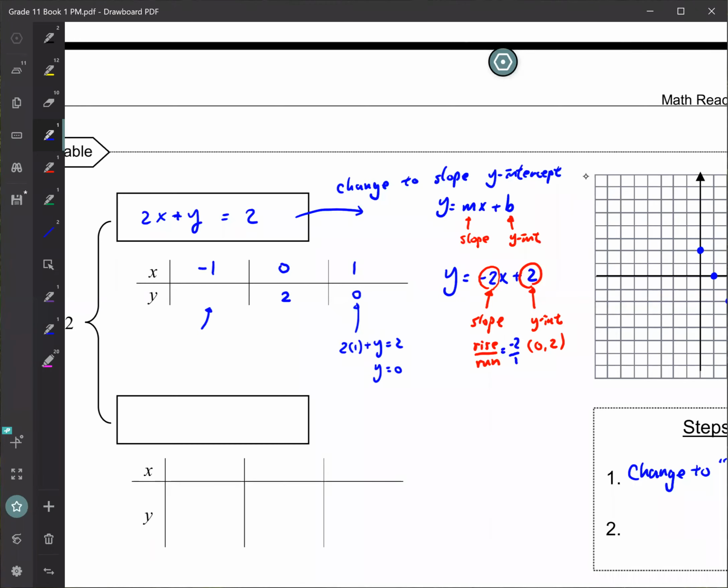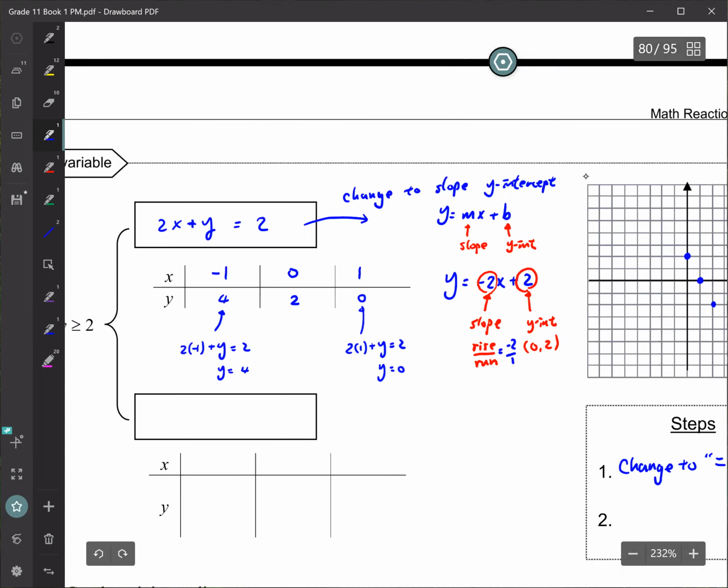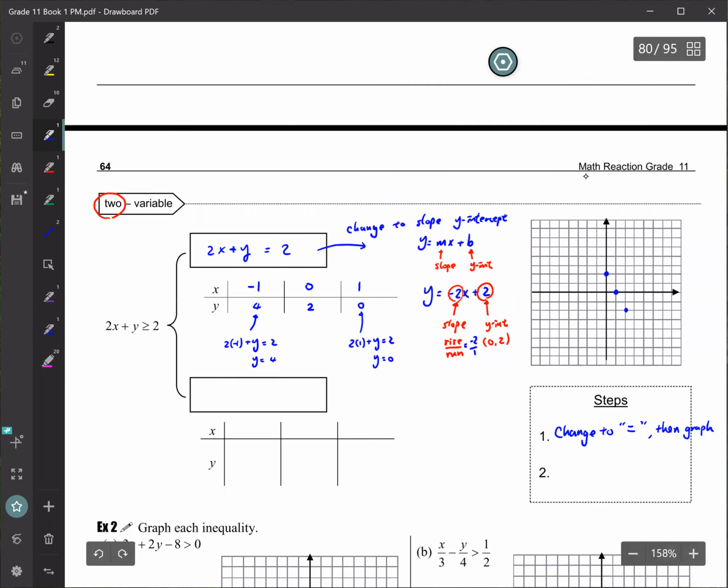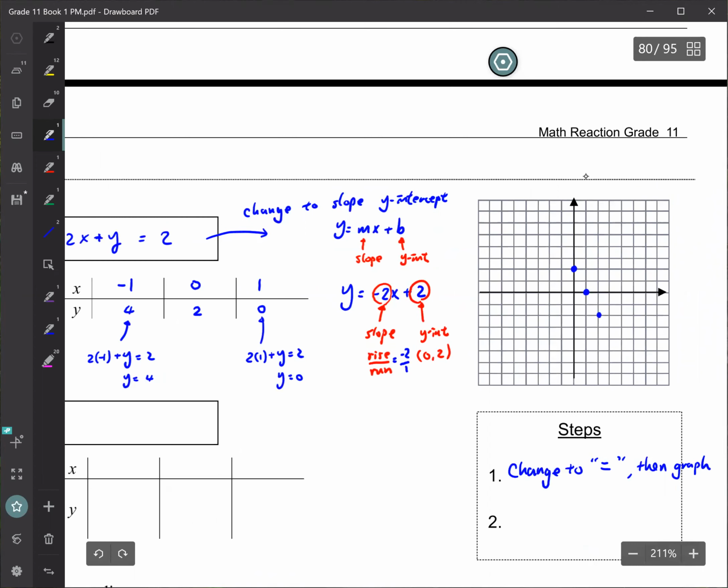Is y 4? Yep, that's right. Okay, so it'll be 4. 2 times -1 plus y equal to 2, and you solve for y. Now we have these points, we can add that in, right? We already have 1, 0. -1, 4 will be up here. So you can see it's lining up. You can follow the slope.